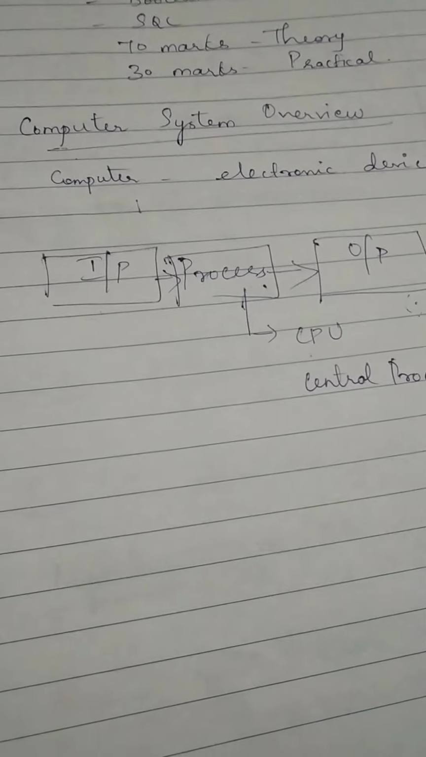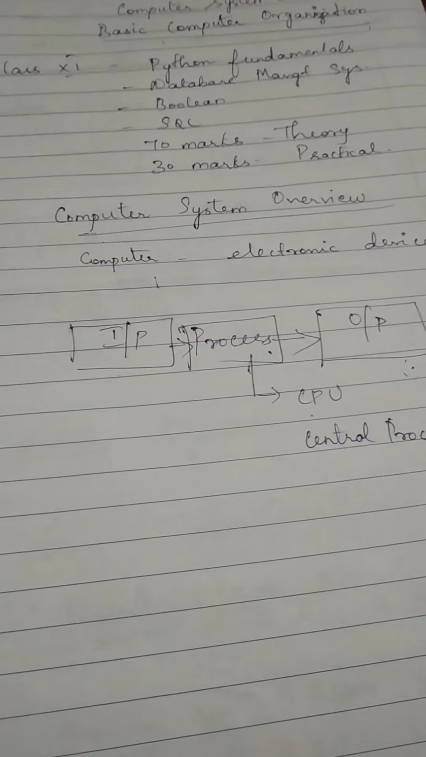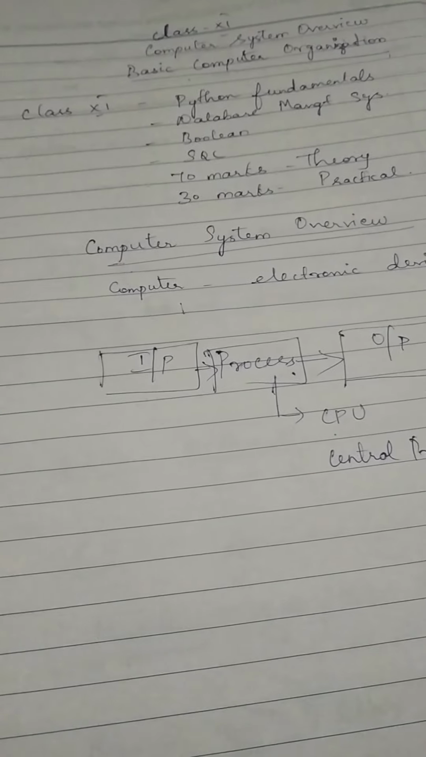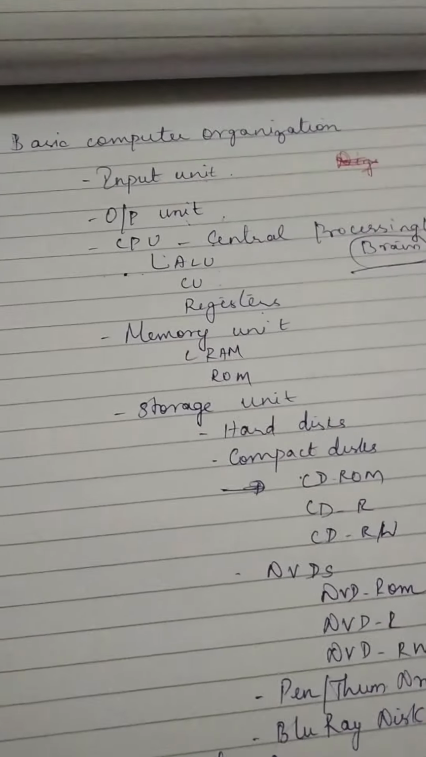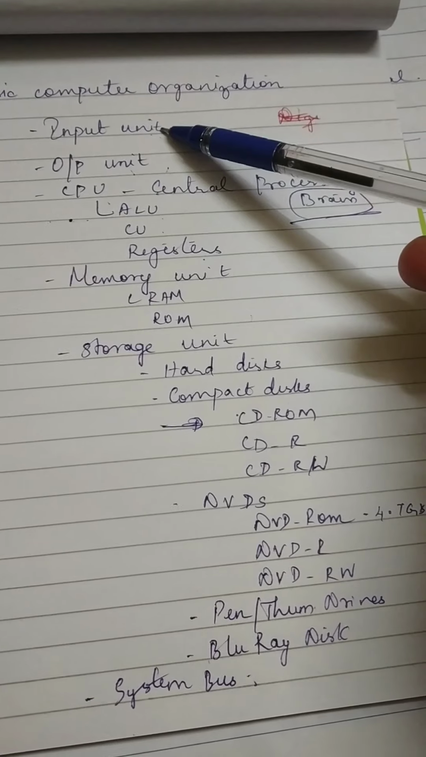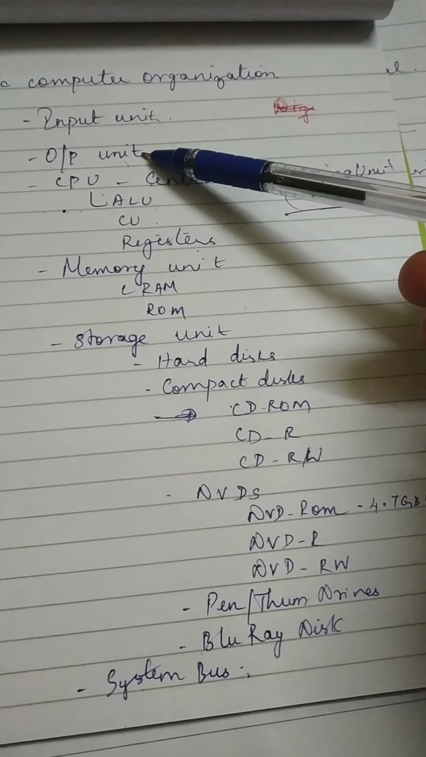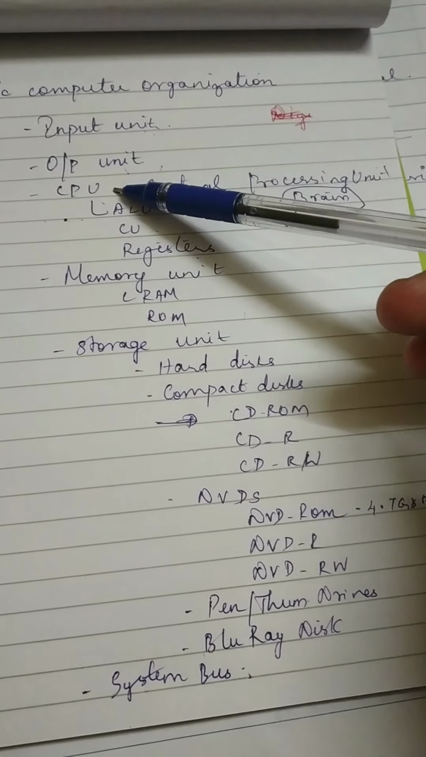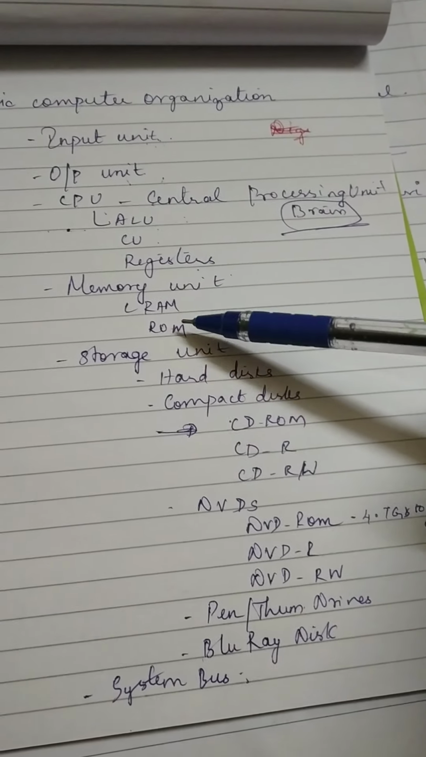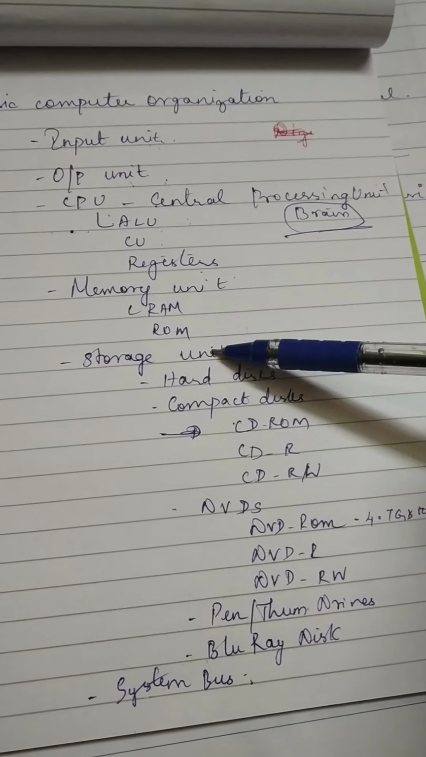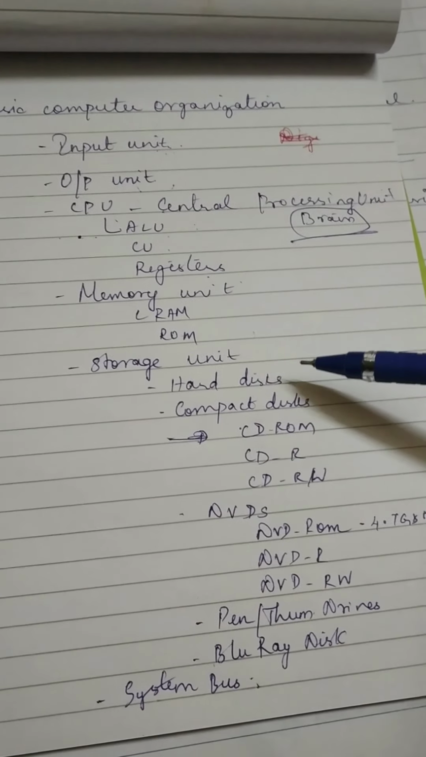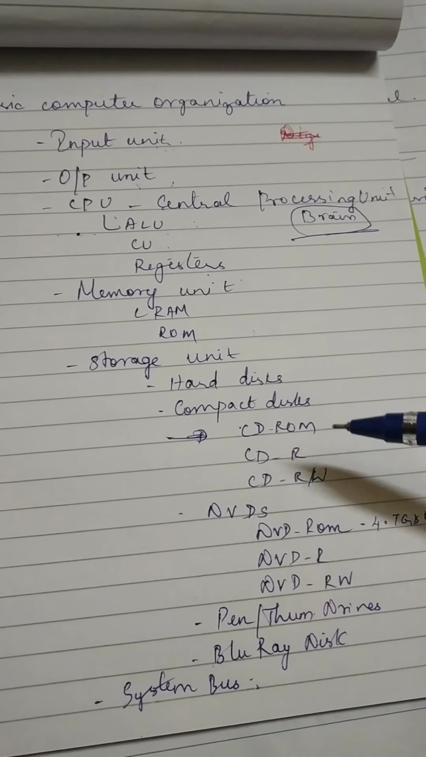So the basic computer system organization is classified in different ways. We'll be seeing the classification now. This is the basic computer organization's classification. The first one is input unit and the second one is output unit. Third one is CPU. Under CPU we have ALU, CU and registers, and the next one is memory unit, where we have two classifications, RAM and ROM, and the next one is storage unit. In that we have different things like hard disk, compact disk and all.